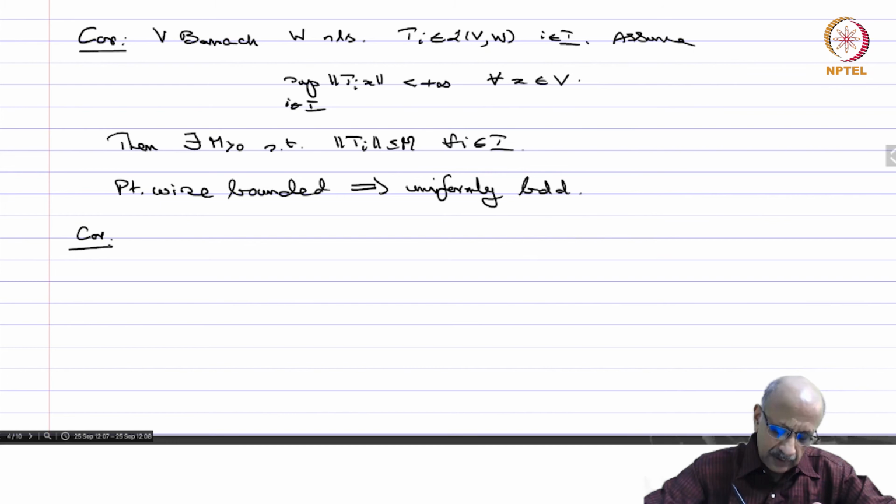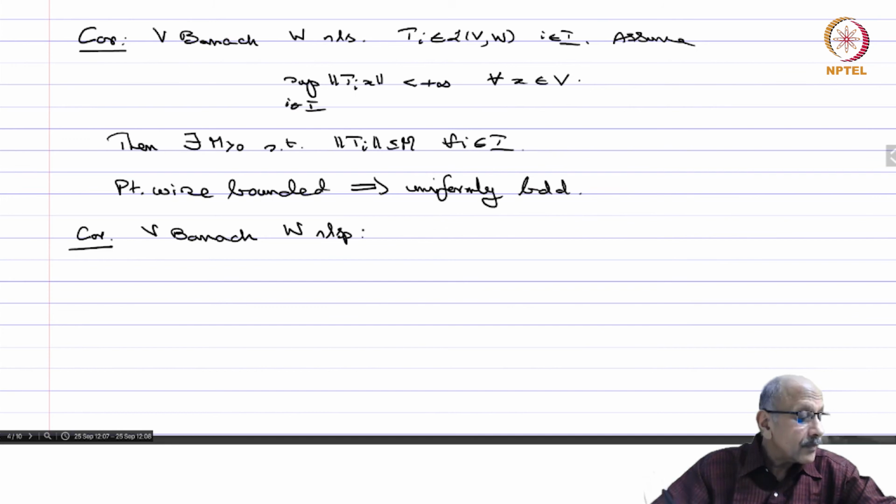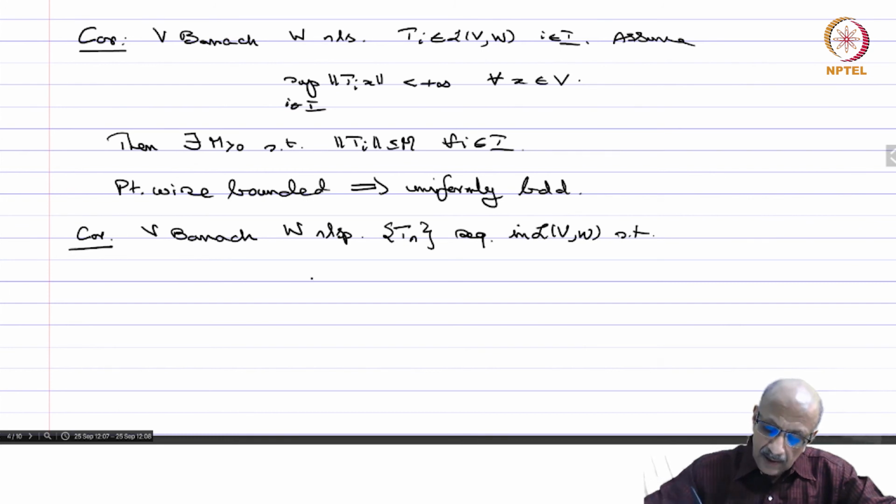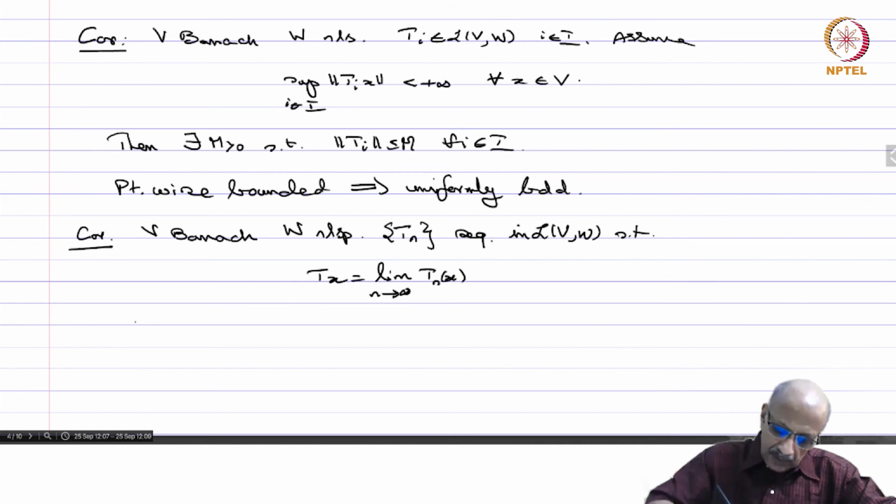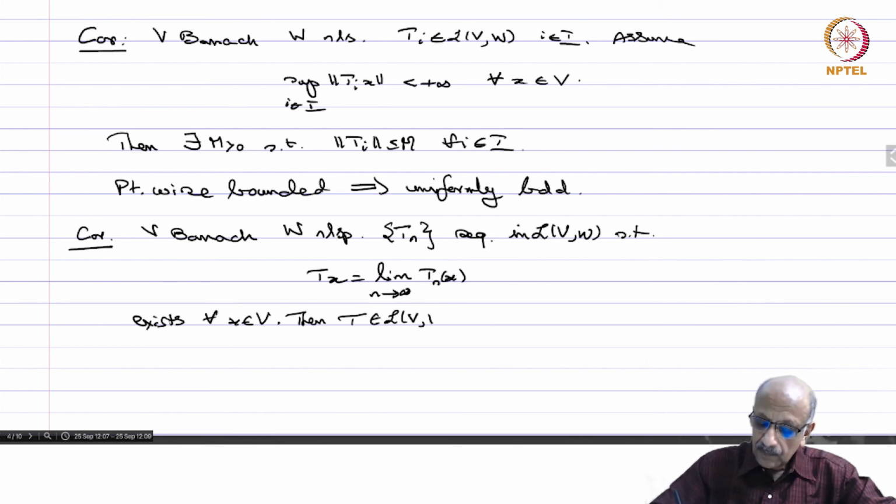Okay, another simple corollary. So V is Banach and W is a normed linear space, and T_n is a sequence in L(V,W) such that Tx equals the limit as n tends to infinity of T_n x exists for all x in V. Then T belongs to L(V,W) and norm T is less than or equal to lim inf of norm T_n.